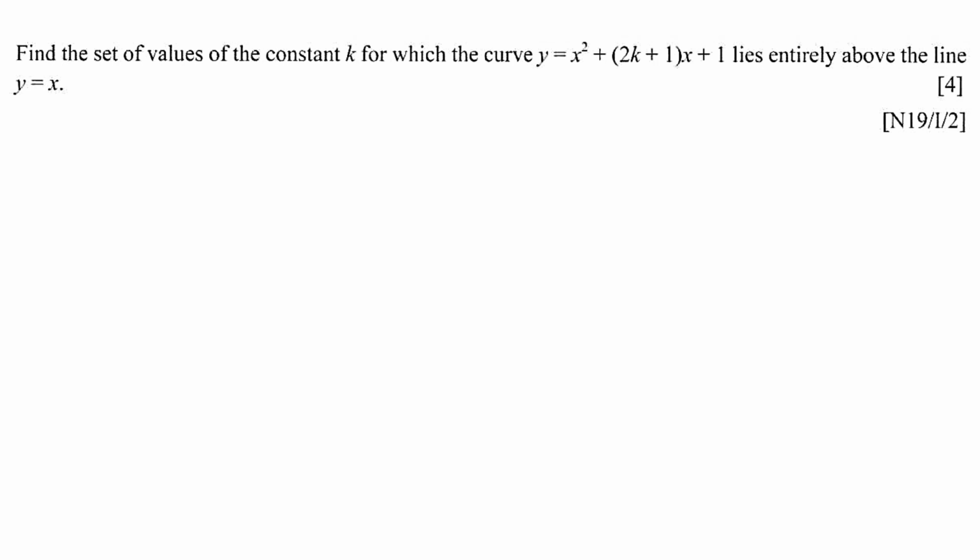Right, so let's look at the first question. For this first question, we are asked to find the values of the constant k for which this particular curve lies entirely above the line y equals x. If you look at this curve, we can see that it's a U-shaped curve because the coefficient of x squared is 1. So here we are saying that a is equal to 1, which is more than 0. So it means that we'll get a U-shaped curve. And then this curve lies above the line y equals x.